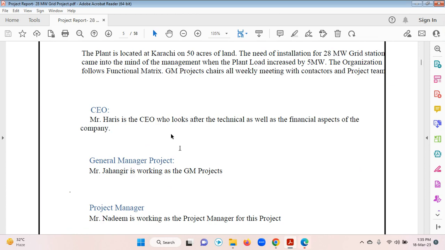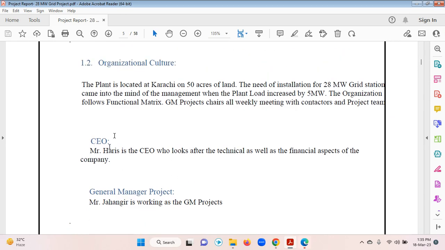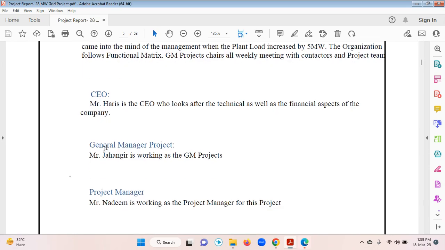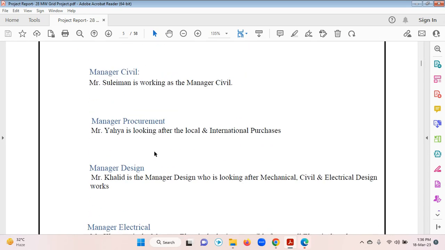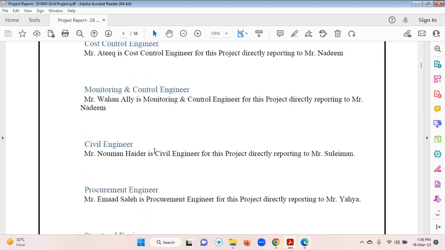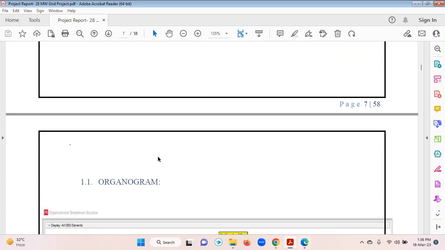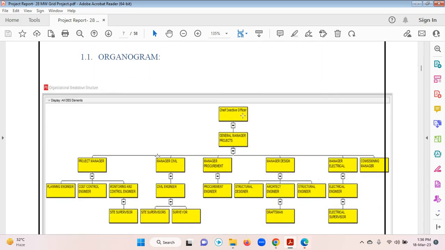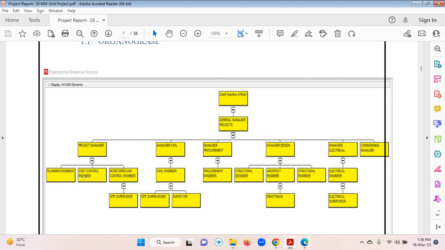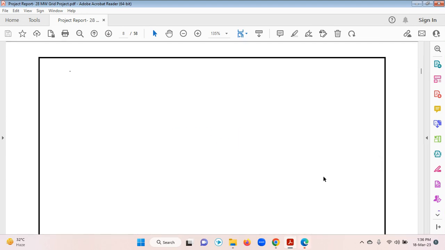This is the organizational structure. Whatever the company CEOs, you can mention that: CEO, GM, project manager, civil manager, and all the team that are responsible for the project completion is mentioned here. In the organogram, you can see CEO, and then the GM projects, then all the heads of the department. Okay, project manager, manager civil, manager procurement. Underneath them, the teams come who are responsible for the project completion and the project tracking and the timelines.